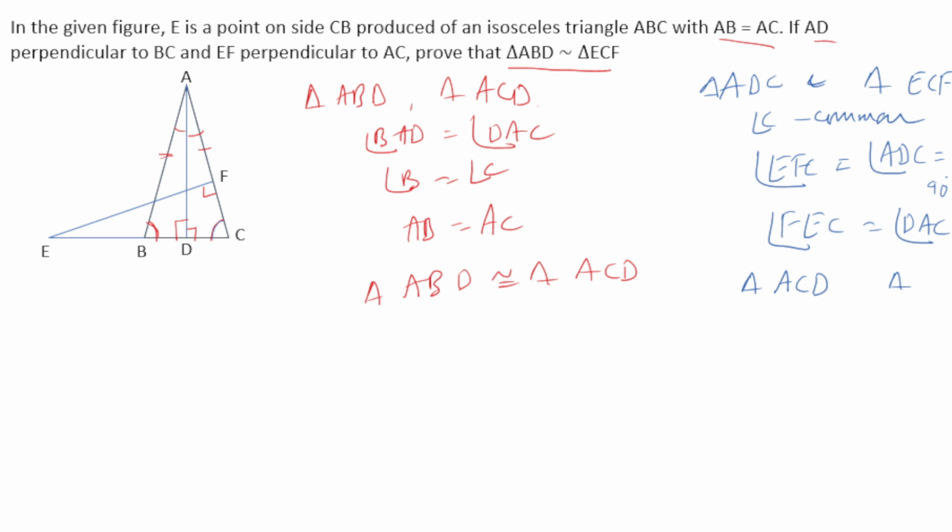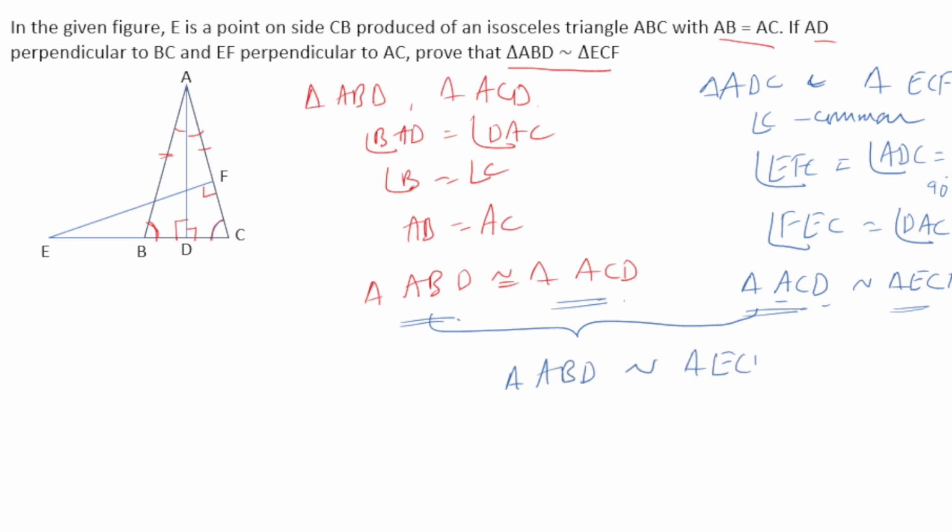We have to write the correct order. Angle A is equal to angle E, C is equal to C, and D is equal to F. These two triangles are similar. And if triangle ABD is congruent to triangle ACD and triangle ACD is similar to triangle ECF, then from these two statements we can say that triangle ABD is similar to triangle ECF.